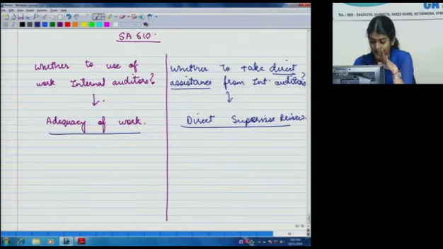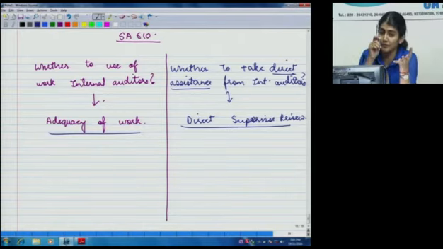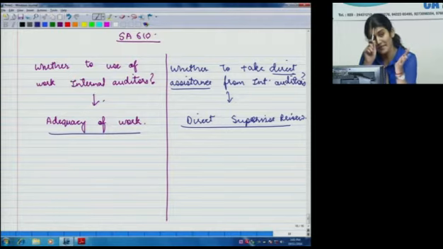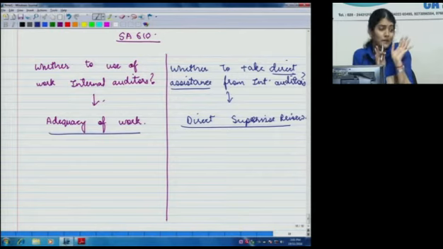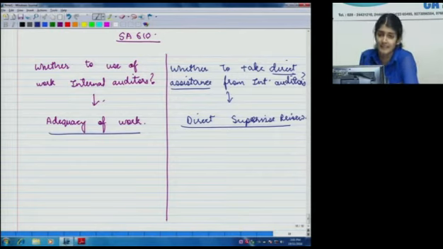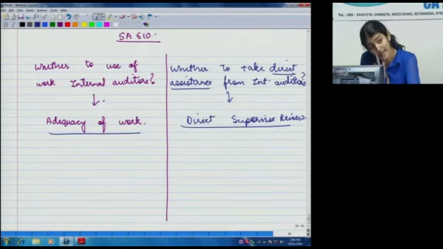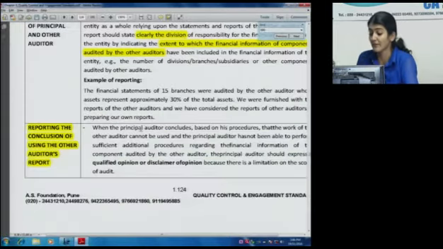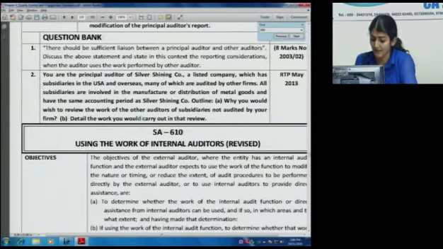Are you understanding? No. So, pehla question is whether to use their work. If you've decided to use their work, then whether their work is adequate. And second, if you've decided to use their work, but you say, I am not going to take any direct assistance, then the second part will not apply. You say, I am going to take direct assistance also from them. Then in that case, you will have to direct, supervise and review the work of the internal auditors.